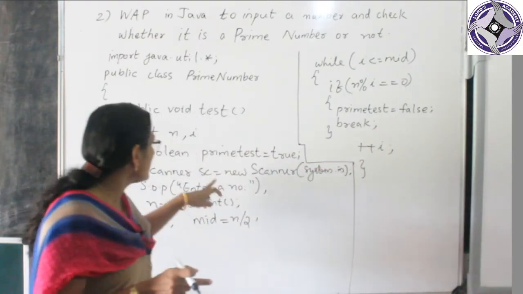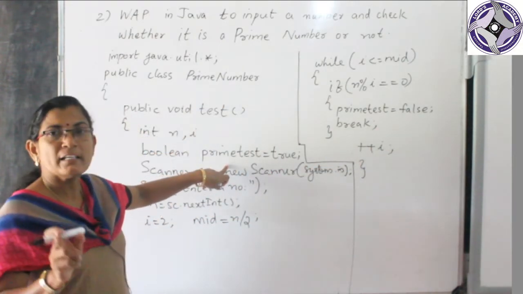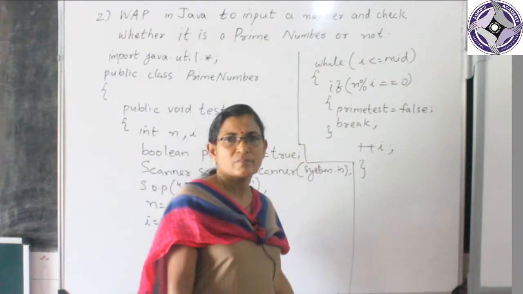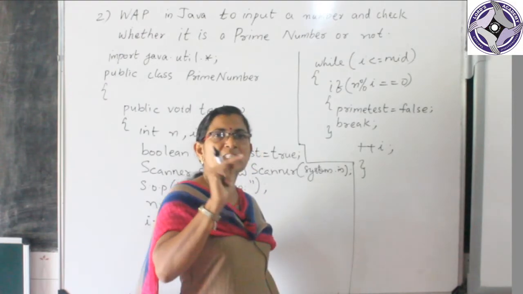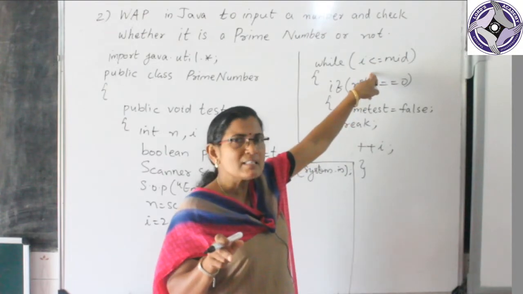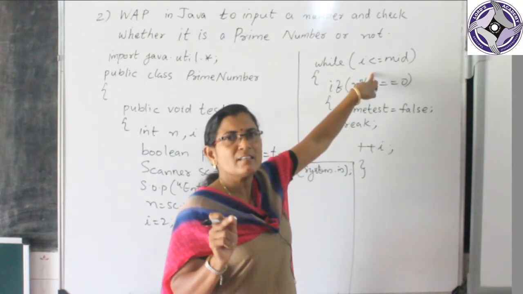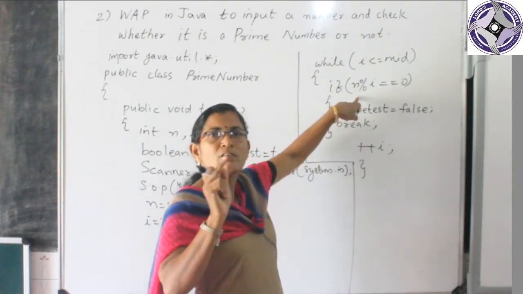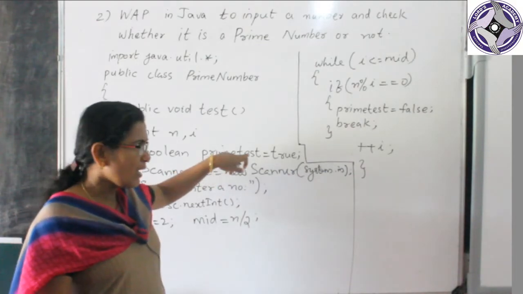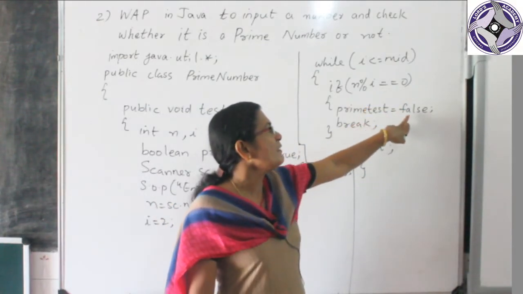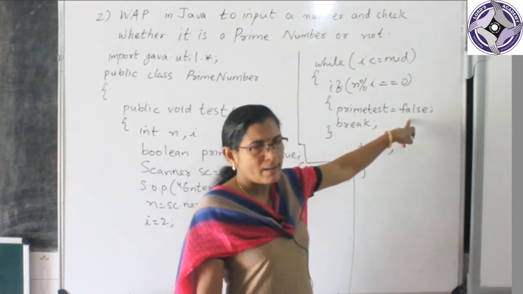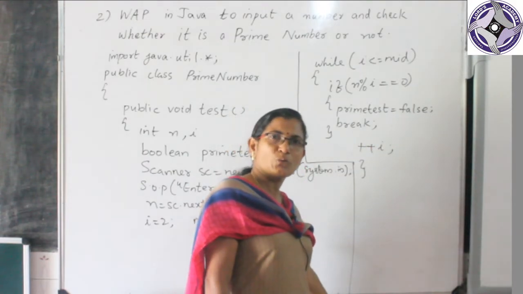If it remains true, it means you did not find any other factor other than 1 and that number. From 2 onwards till the half of the number you have taken all the numbers as divisors, but you never found a factor for the given number, so it remains true. Otherwise, whenever you find a factor, prime test will be assigned the value false. So, now we are going to check whether prime test is remaining true or false.